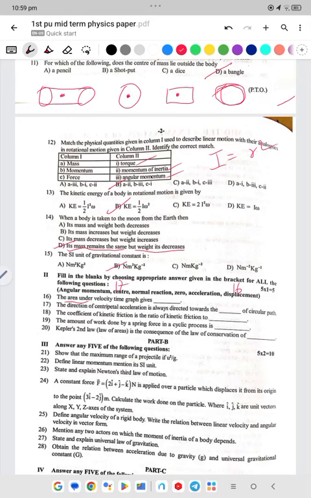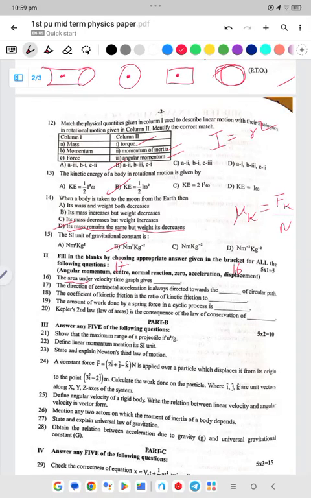Next one is coefficient of kinetic friction is the ratio of kinetic friction to, we know the equation mu k is equal to Fk divided by normal reaction, and hence the coefficient of friction is the ratio of kinetic friction to normal reaction, that is the 18th one. The amount of work done by spring force in a cyclic process is 0, because we all know that spring force is a conserved force, and hence it is 0. Kepler's second law or law of area is a consequence of the law of conservation of angular momentum.